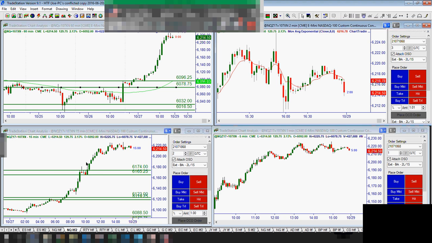There's one over here on the 15 that maybe will get touched. We'll see. It is a valid zone, 61, 74, 75, for a long, to join the longs. Okay? That's it. No other trades.